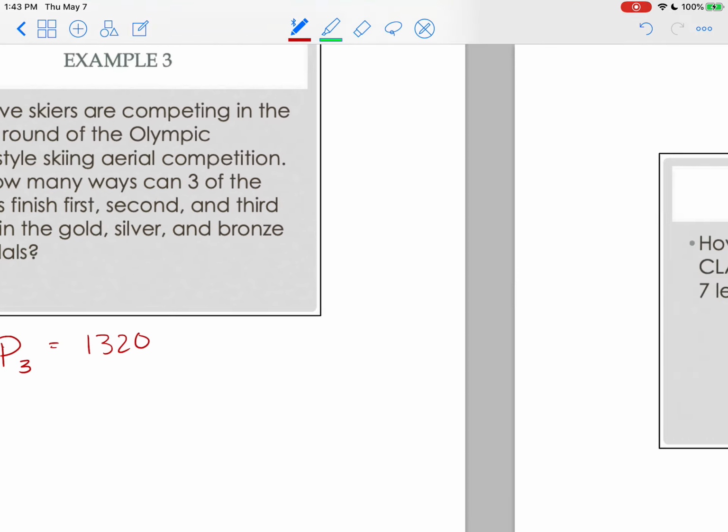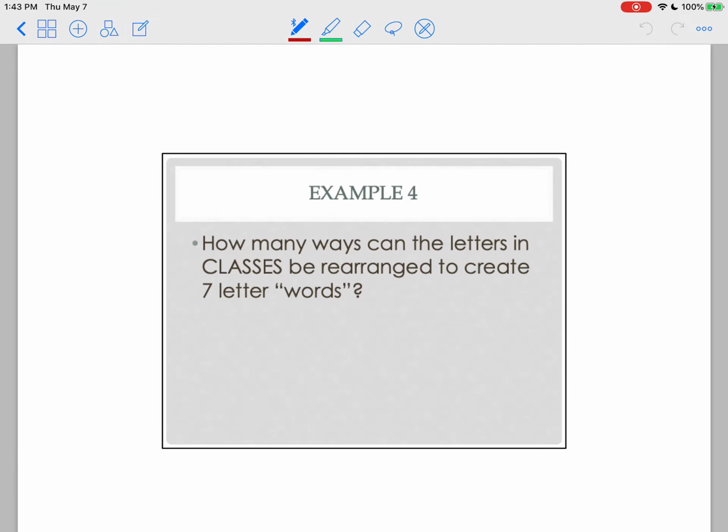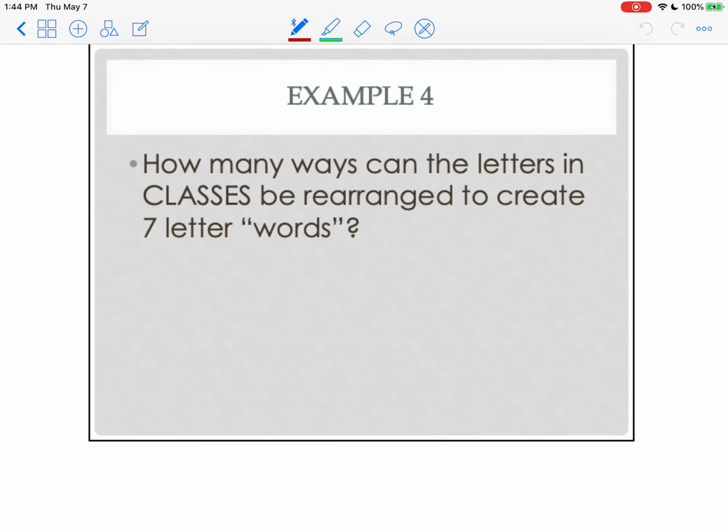Let's do another example. This one's a little bit more fun. How many different ways can the letters in the word "classes" be arranged to create 7-letter "words"? Words are in quotations here because they don't have to be real words. We just want them to be different words. So, unique arrangements of these letters.